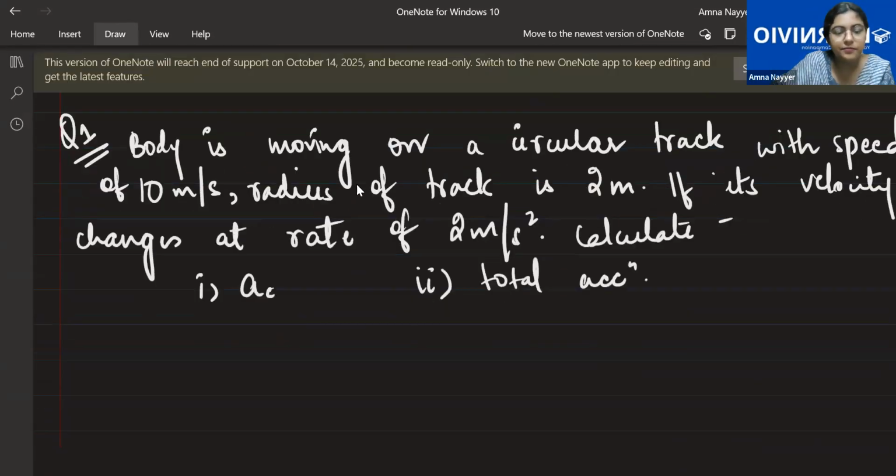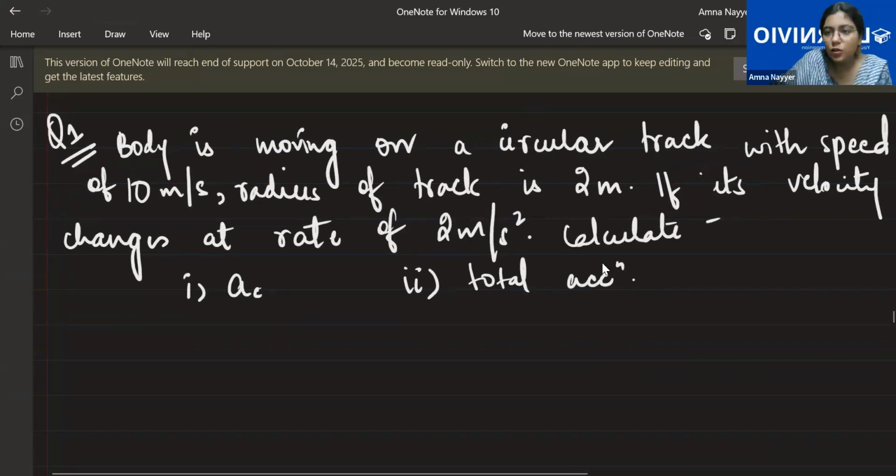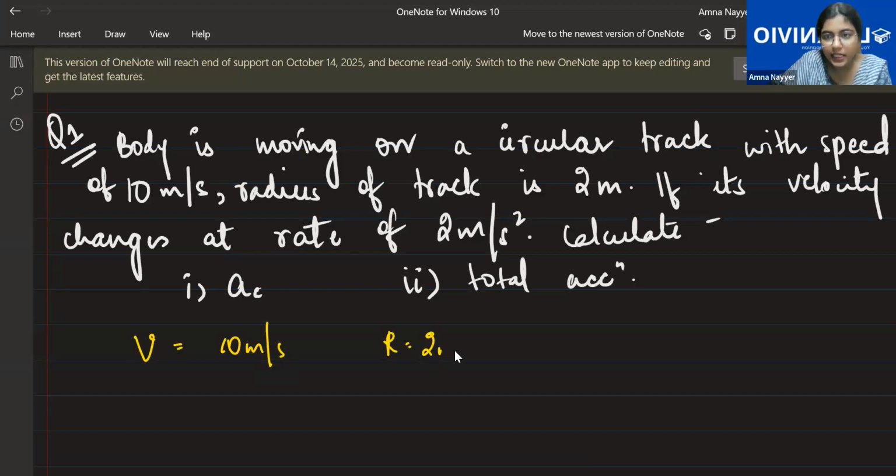Let me do this question. See, a body is moving on a circular track with a speed of 10 meters per second. So this is given as speed. Radius of the track is given as 2 meters. If its velocity changes at the rate 2 meters per second square. Now, class, this is very important. Can any one of you tell me what is this 2 given as? Read the question and tell me what is this 2 given as.